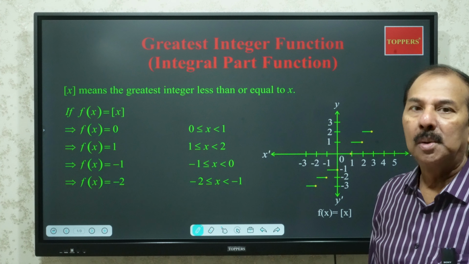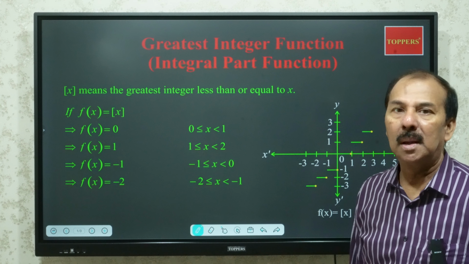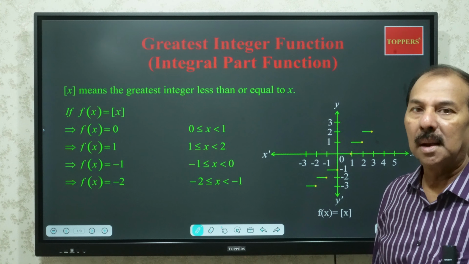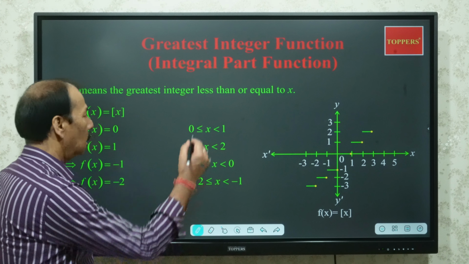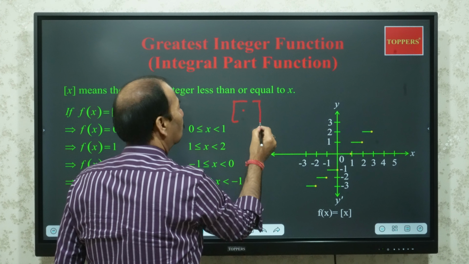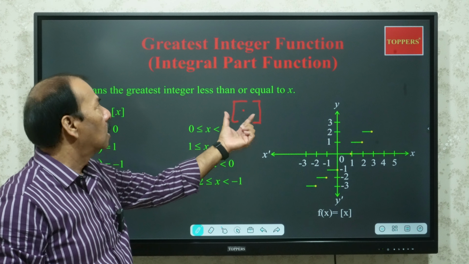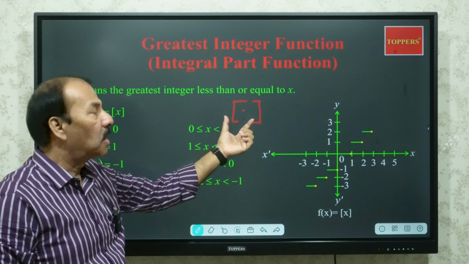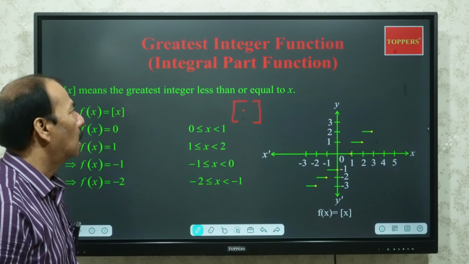Hi everyone, today we will discuss the greatest integer function, which is also termed the integral function. This integral function is represented as a dot inside a big bracket. So when we have a dot inside the big bracket, that means it is the greatest integer function, or integral part function, or simply integral function.